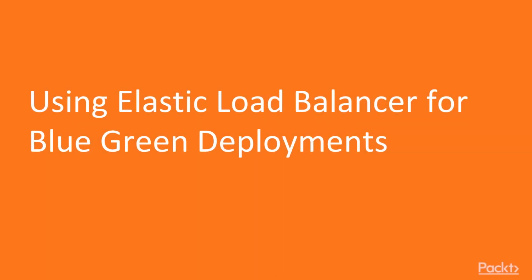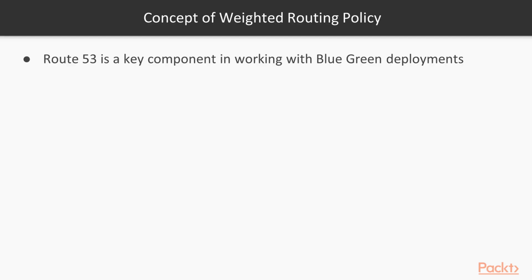Hi and welcome to the second video in this section, in which we are going to look at how to use the elastic load balancer for blue-green deployments. Here it's very important to understand the weighted routing policy. In Route 53, you can define different routing policies. This defines how traffic is routed to your resources which are defined in AWS. So you do this via policies.